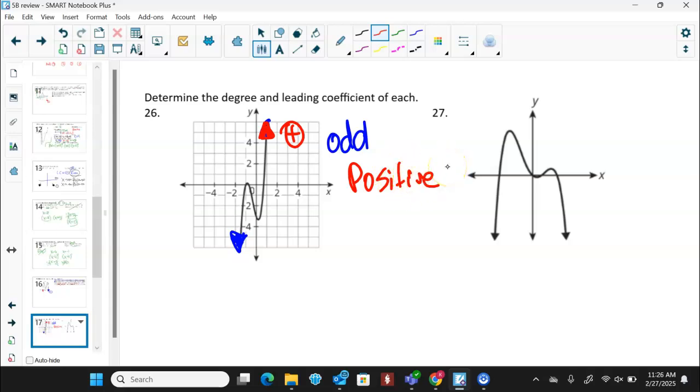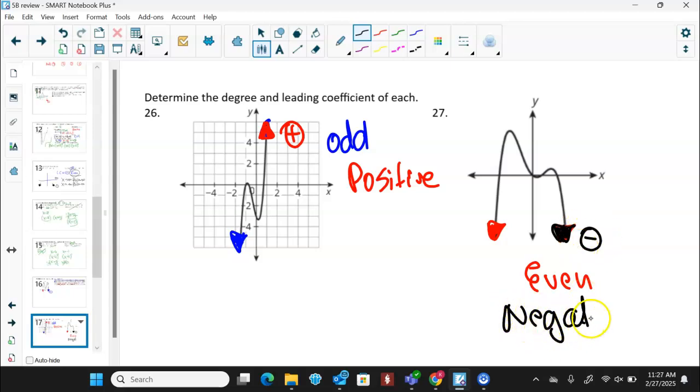All right. The next function, both ends are going in the same direction. So both footsies are going in the same direction, which means this is an even function. And the far end of the function is going down, which is a negative leading coefficient.